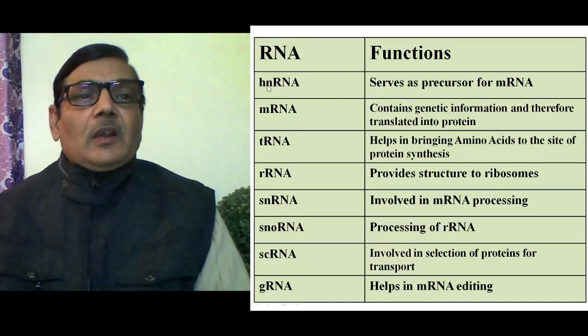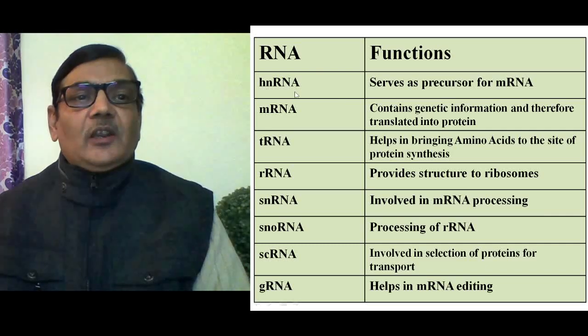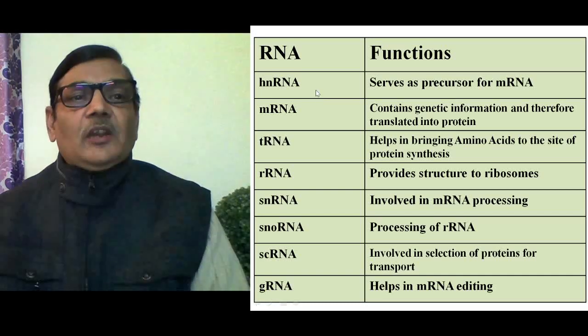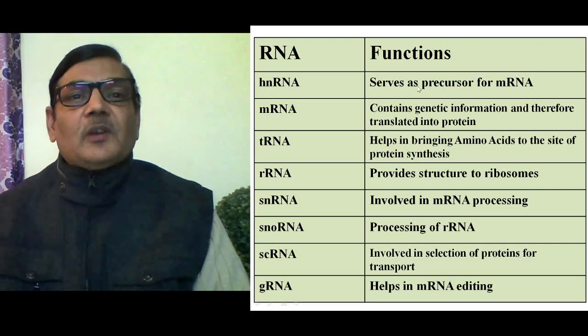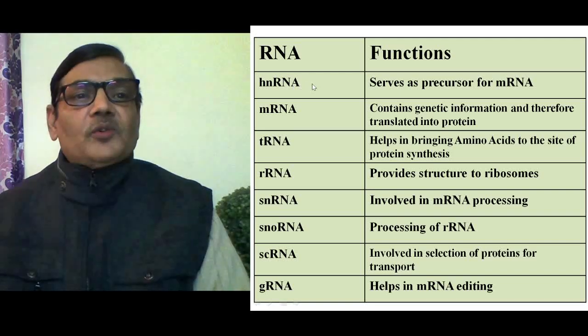Function wise, hnRNA, see, this is another type of RNA. Actually the synthesized RNA which is undergoing processing and which forms messenger RNA will first be referred to as heterogeneous RNA molecule. So this heterogeneous RNA molecule is pre-mRNA that serves as a precursor for messenger RNA. It is synthesized in the case of eukaryotes mainly in the nucleus. Then it undergoes severe processing, like its introns are removed, at its 5' end a cap is added, then a poly A tail is added, and then it will be referred to as messenger RNA.